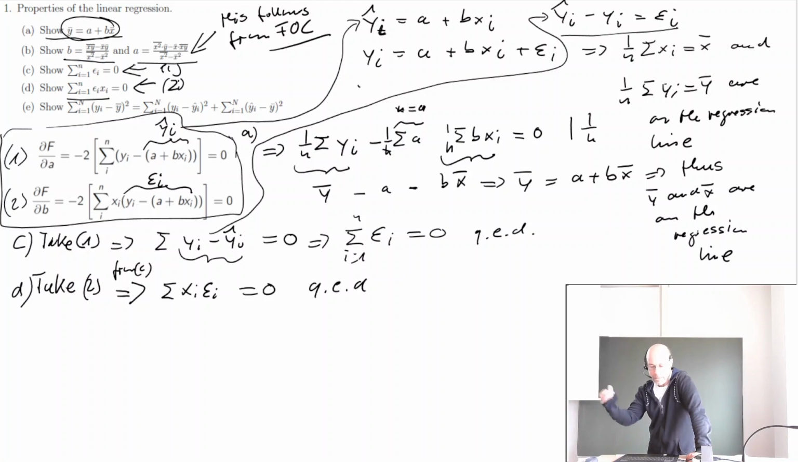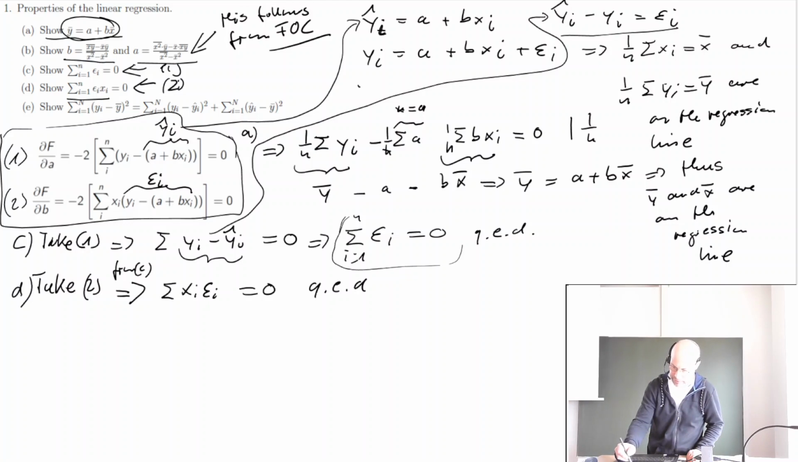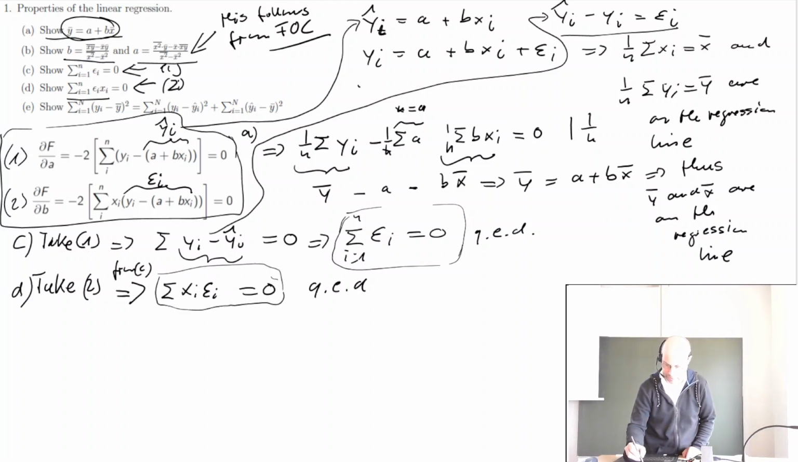So, and this you can keep in mind if you are doing a linear regression, then this means that all error terms have to sum up to 0, and all error terms weighted with the x values also have to sum to 0.